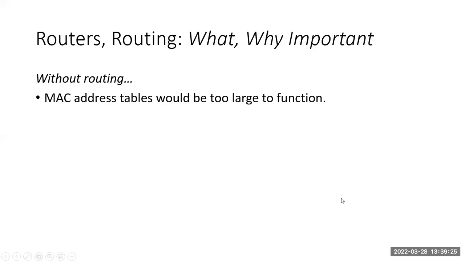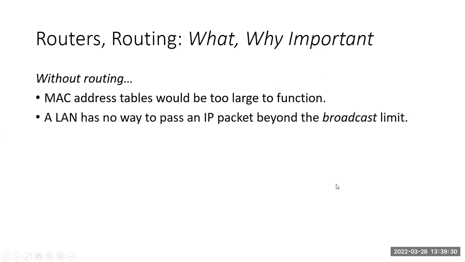Yeah, glad you're back. Okay, so MAC address tables would be too large if we didn't have routers. A local area network has no way to pass an IP packet beyond the broadcast limit. Now, we said a broadcast domain is the local area network by definition, right? So if you have an IP packet that belongs to another network, without a route, you have no physical means to route or redirect that packet out. Now, in just a moment, we're going to talk about how private internal network address ranges are so good for that reason. Let's repeat that.